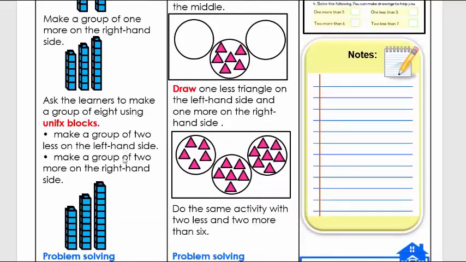Now what you're going to do is make a group of 2 less on the left-hand side and make a group of 2 more on the right-hand side. You're going to pause and then do similar activities like this.